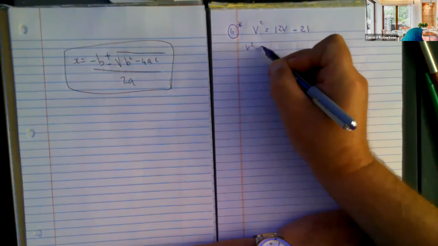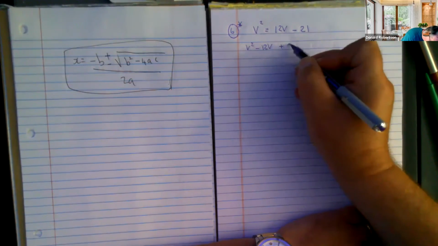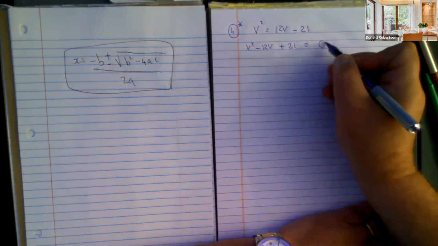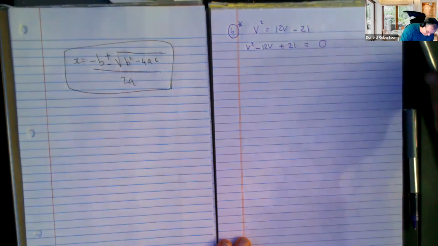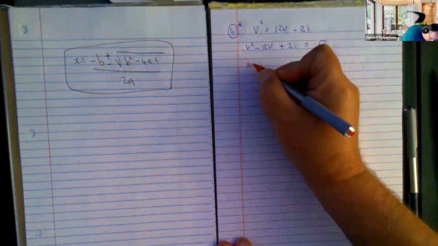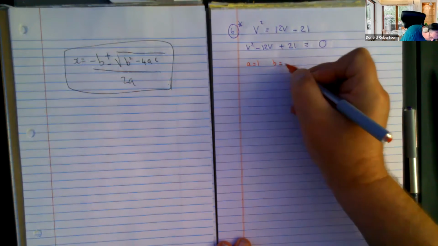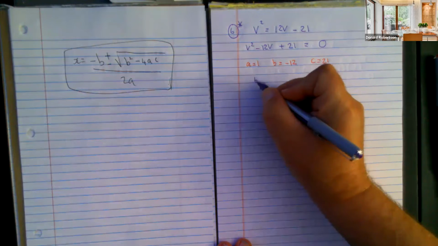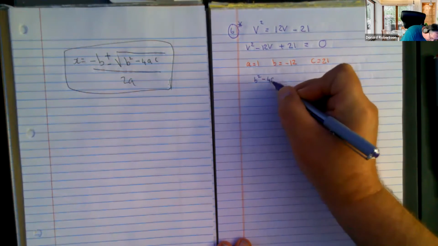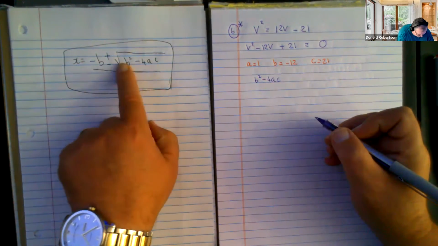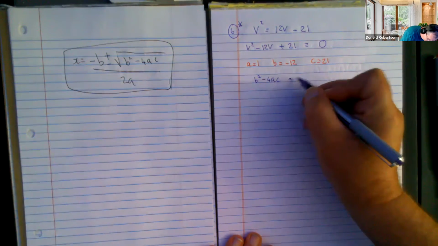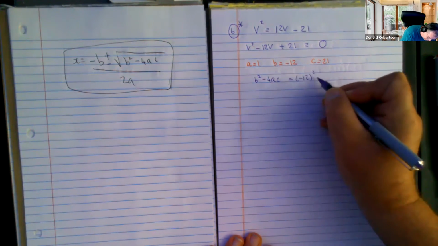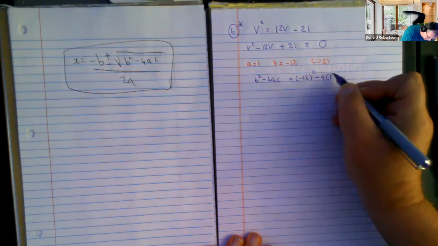And if you subtract 12v from both sides and add 21 to both sides, you get that. Now it's in standard form. A is 1, B is negative 12, C is 21. Now I'm going to find the B squared, take away 4ac part, right? Just this piece of the formula. So it's going to be negative 12 squared, take away 4 times 1 times 21.